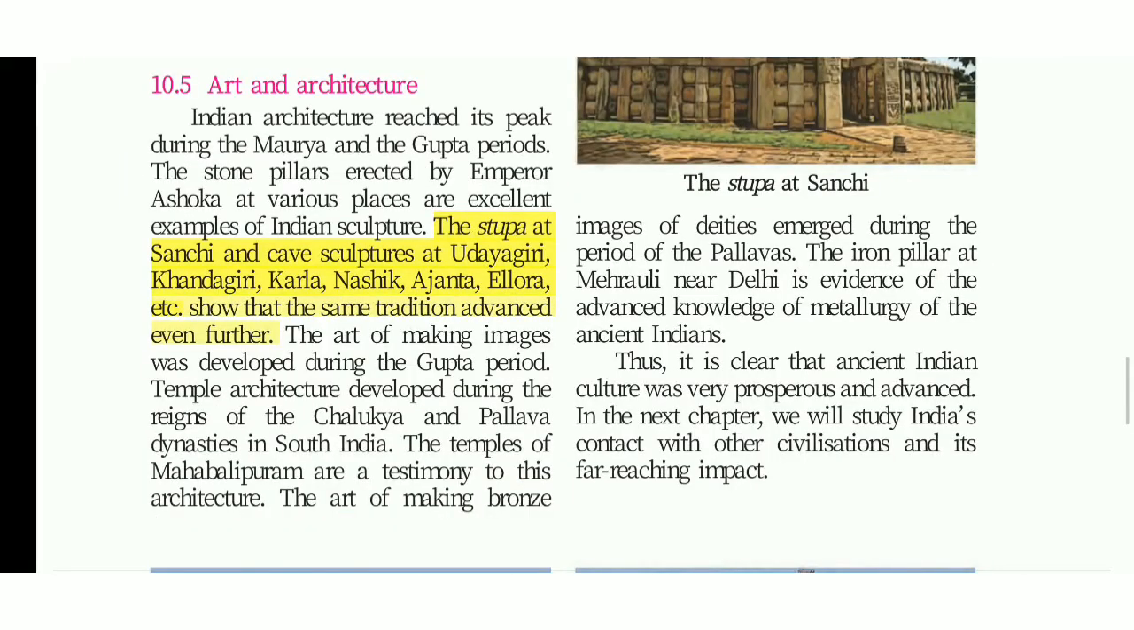Art and architecture. In simple words, architecture means design of buildings, temples, etc. Here it is saying that Indian architecture reached its peak during the Maurya and the Gupta period. It means that during the Maurya and Gupta period, architecture developed in India. The stupas at Sanchi and cave sculpture at Udayagiri, Khandagiri, Karla, Nashik, Ajanta, Ellora, etc. show that the same tradition advanced even further.